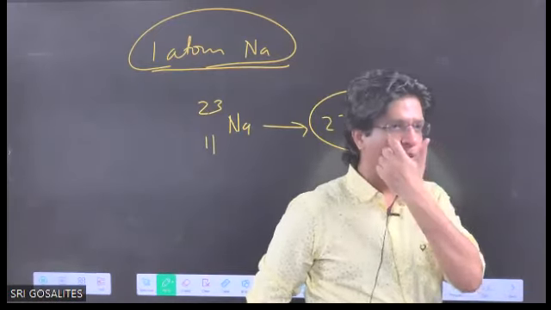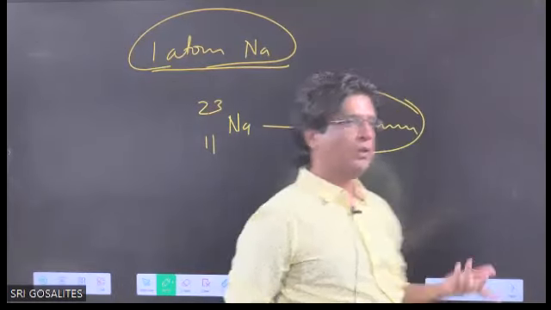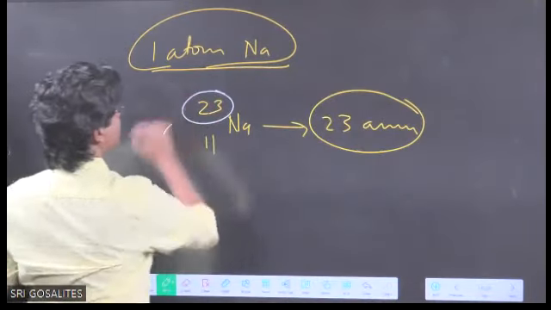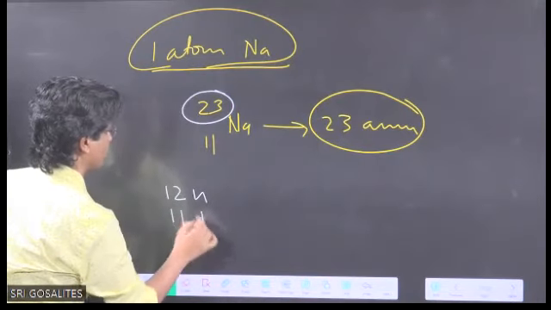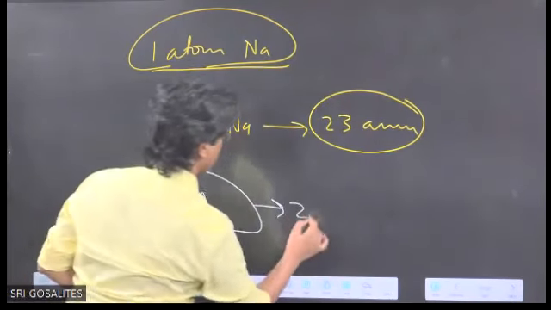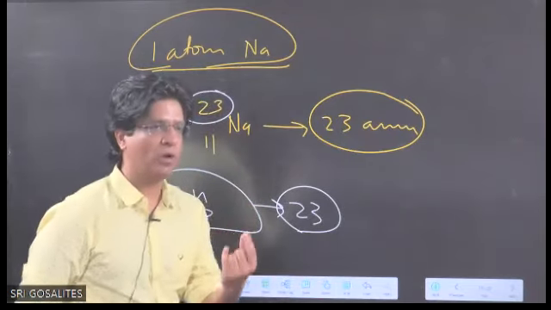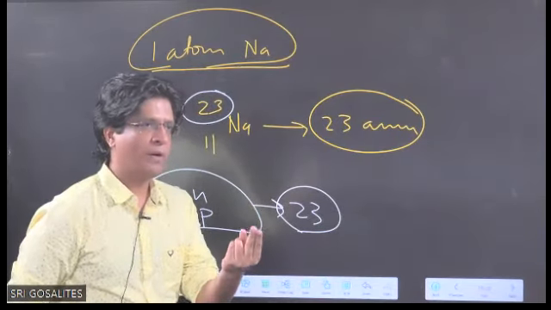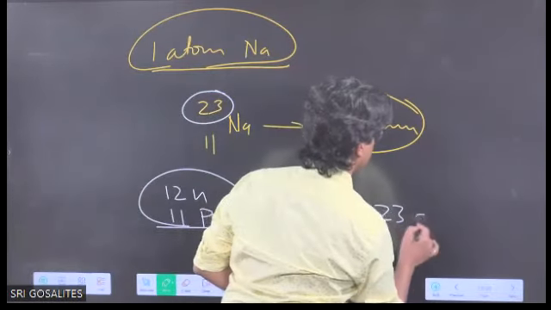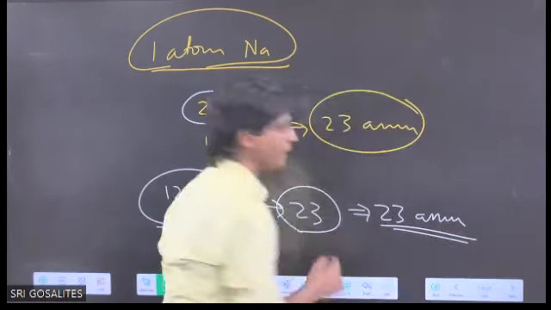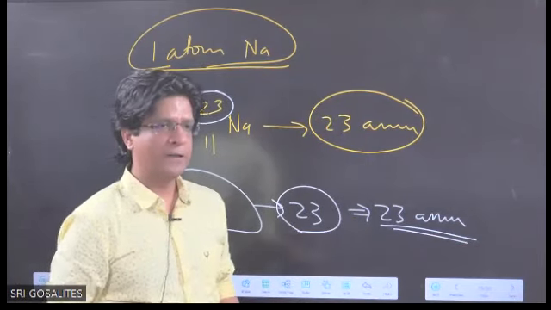Why 22, beta? We know that the mass number is 23. That means we have 12 neutrons and 11 protons. The total becomes 23. Each proton and each neutron has a weight of 1 AMU. That means it will be 23 AMU. It cannot be 22 AMU, beta. Yes or no?